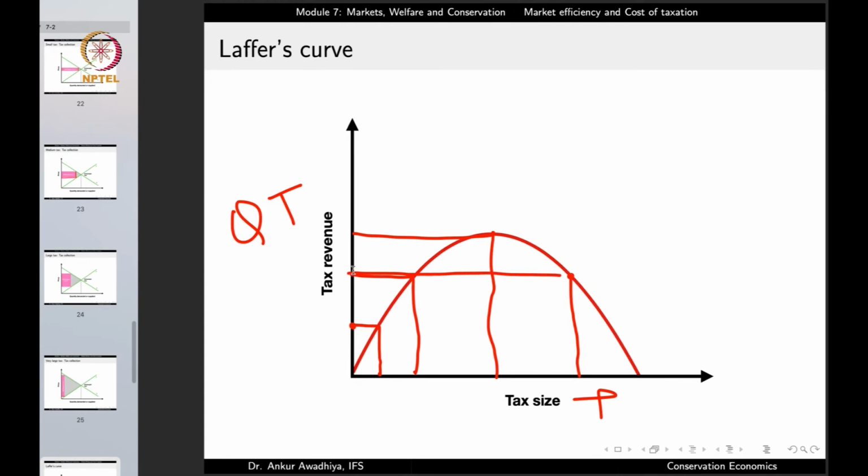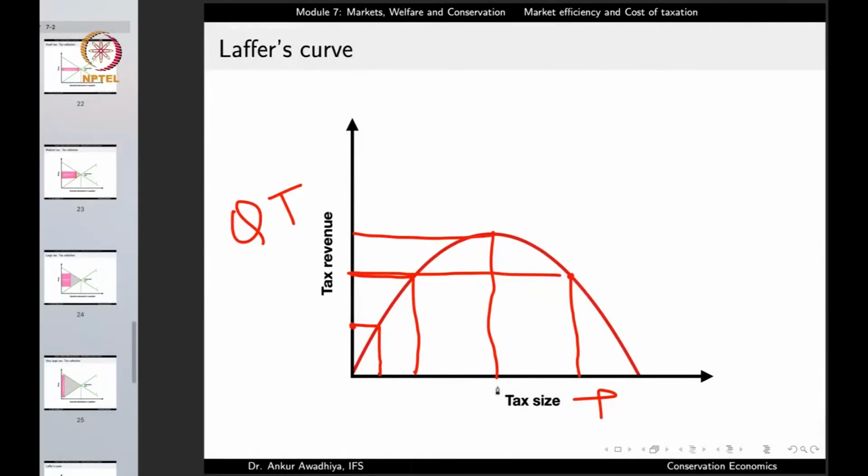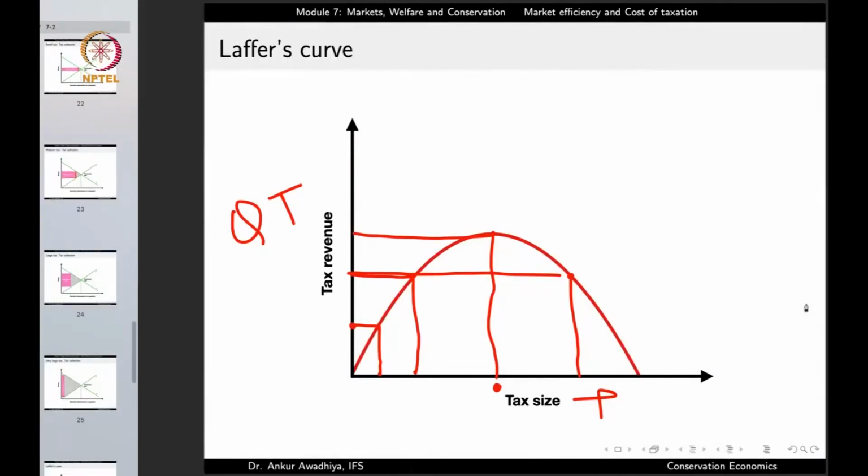The Laffer's curve shows us that when the government increases the size of T, the revenue collection increases, then it reaches a peak, and then it starts to decrease. Which means that if the government is putting up a tax to maximize its revenue, because the government needs revenue to meet its operational expenses, then the tax size should not cross this point. It should not be anything less than this, and it should not be more than this. So this is the most optimum tax size where the government will earn the maximum amount of revenue from taxation. So this is the benefit of the Laffer's curve.